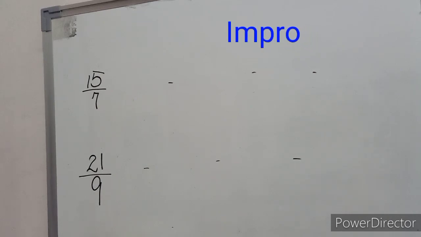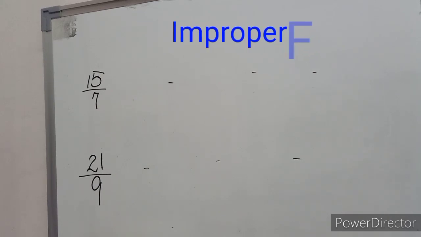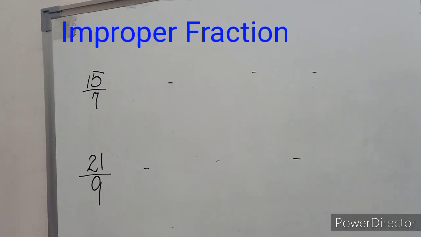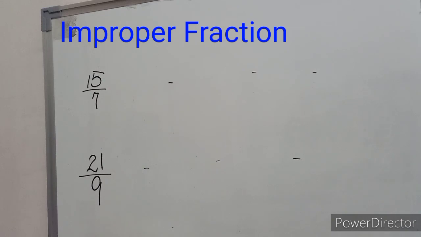Let us take another set of fractions. You can see in here 15/7 and 21/9. It is obvious that the numerators are greater than the denominators. This kind of fraction is what we call an improper fraction. And these improper fractions can be changed into what we call mixed fractions.